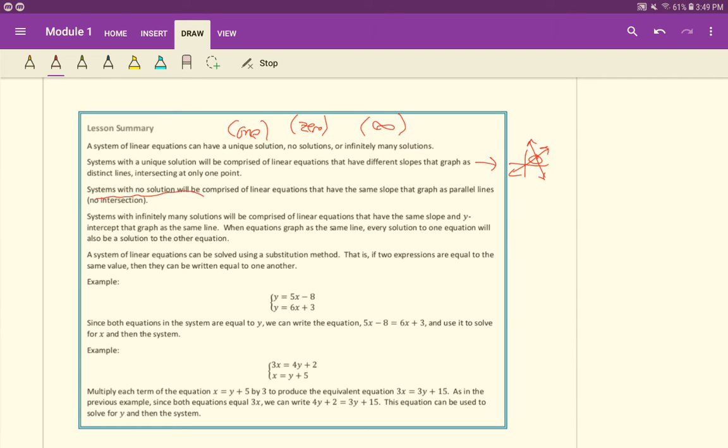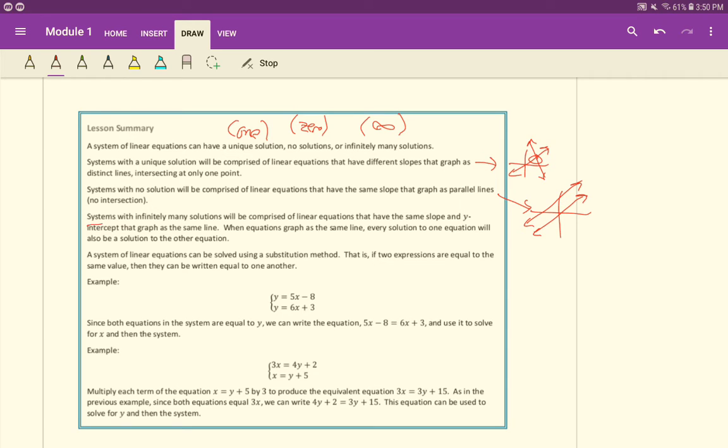Systems with no solution, so there's 0 solutions, will be made up of linear equations that have the same slope that graph as parallel lines. In other words, they won't intersect. Parallel lines never intersect, so that might look something like this. These two lines look like they'll never intersect, so there are no points of intersection.